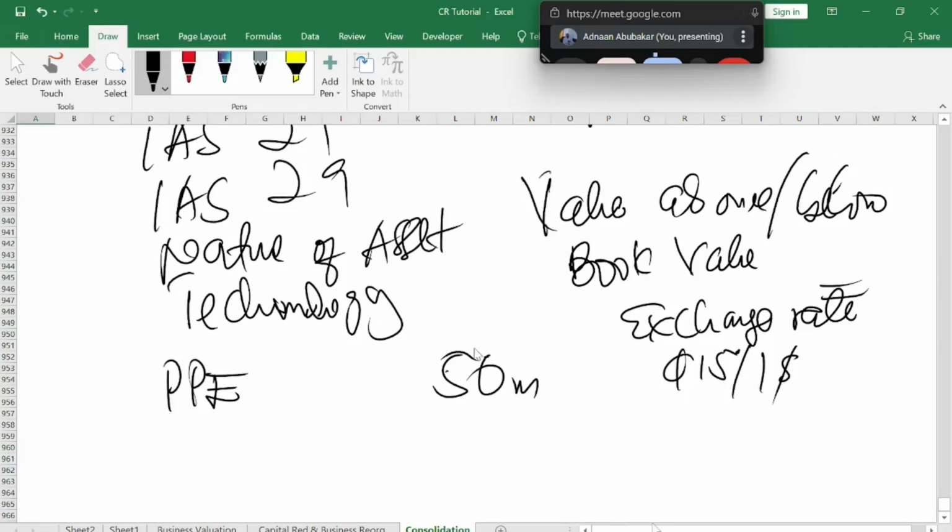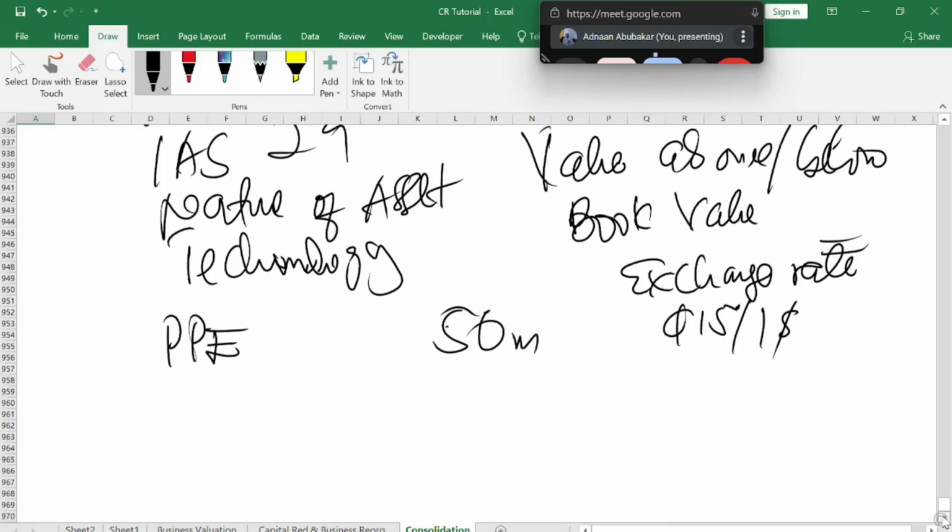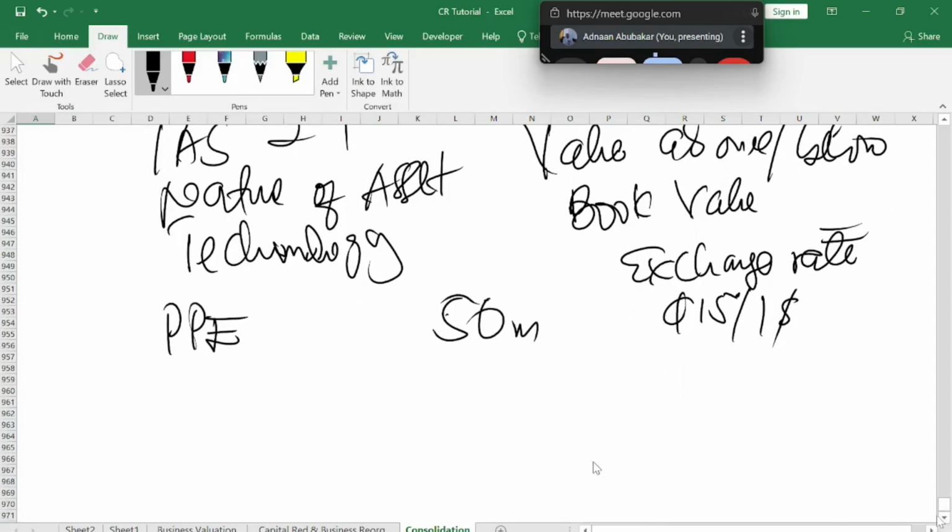Assuming you bought it in dollars at that time, if you want to convert it into Ghana cedis, how will you convert the asset into Ghana cedis? Are you with me? So you bought it for 50 million Ghana cedis, or assuming maybe you bought the PPE for $5 million. Let's assume, yes, $5 million.